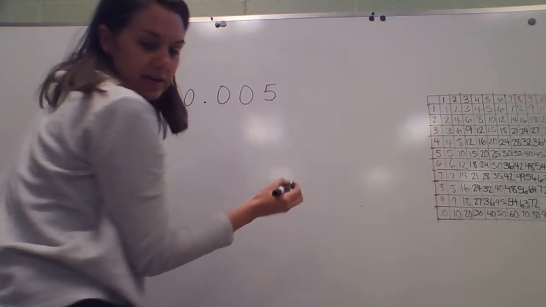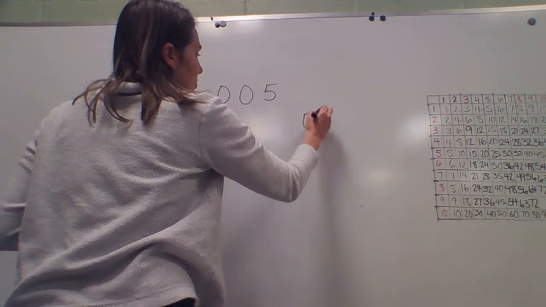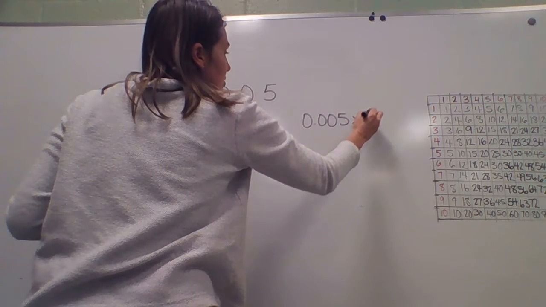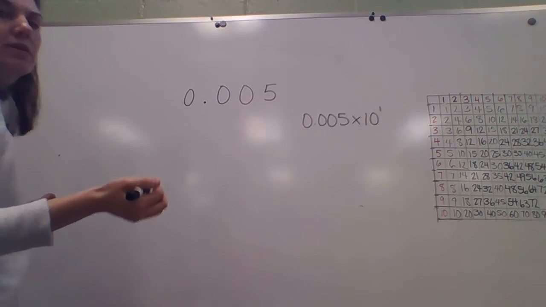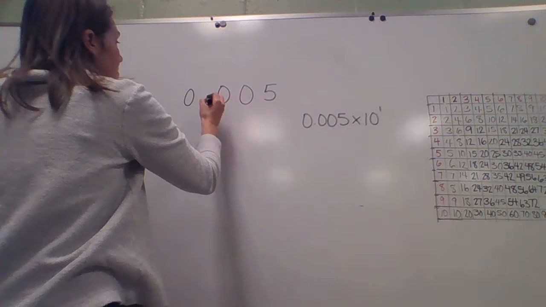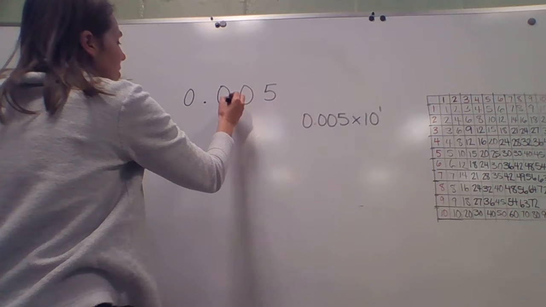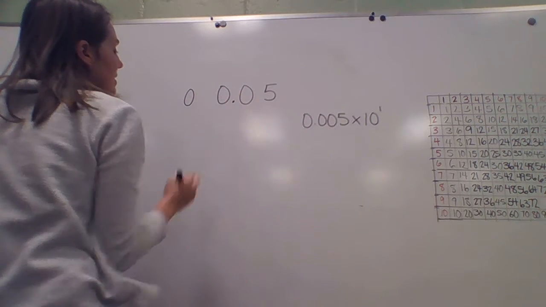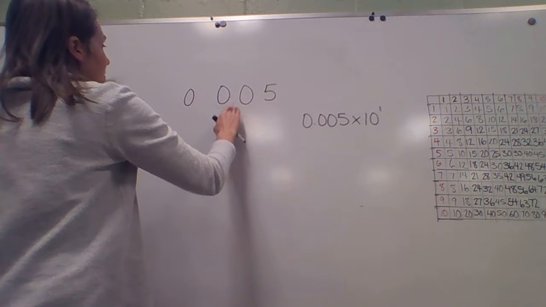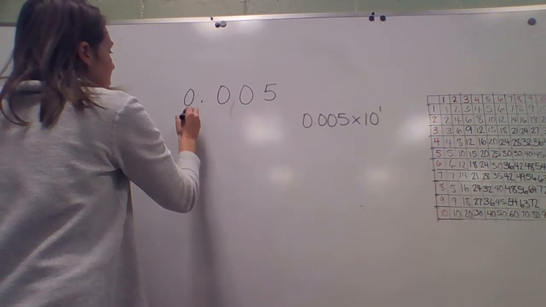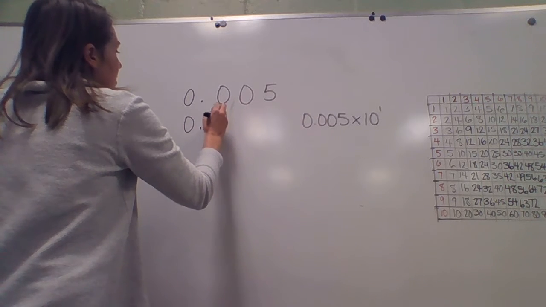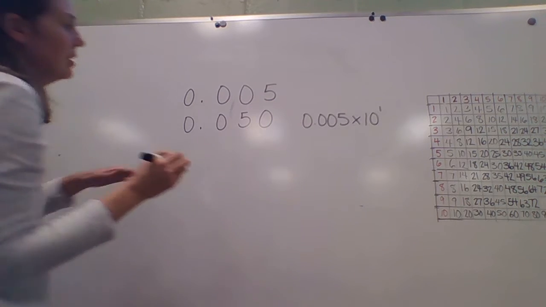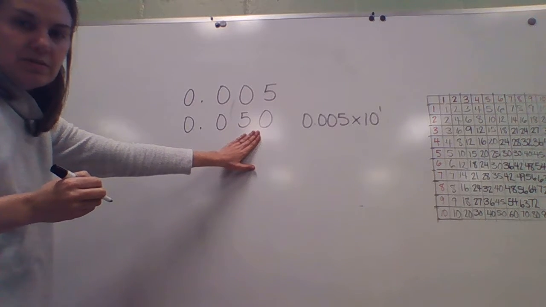Now on the next row, they're saying that you're going to take 0.005 or 5 thousandths, and we're going to multiply it by 10 to the power of 1. So that's like multiplying by 10 only one time. So that's going to move our place value over just one place to the right. So now it's here. So we went from 5 thousandths to 0 in the ones, 0 in the tenths, 5 in the hundredths, and 0 in the thousandths.